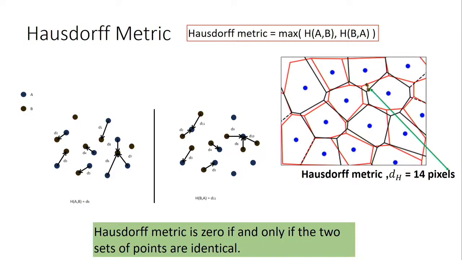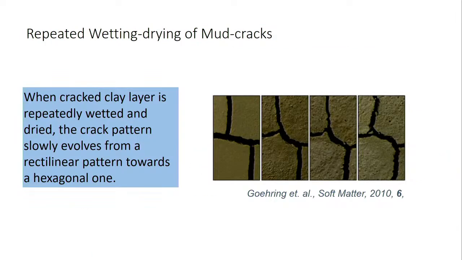So we calculated our Hausdorff metric, and in terms of pixels, the mud crack was 14 pixels. That means if the Hausdorff metric is 0, it's a perfect centroidal Voronoi. This is not a perfect centroidal Voronoi, but it goes to a Voronoi-like tessellation.